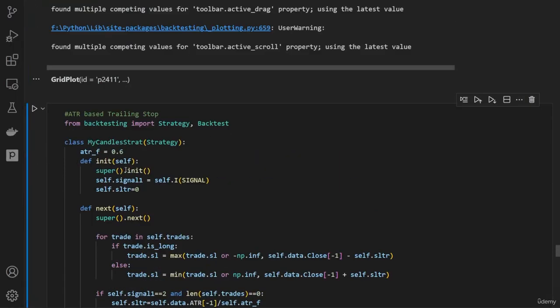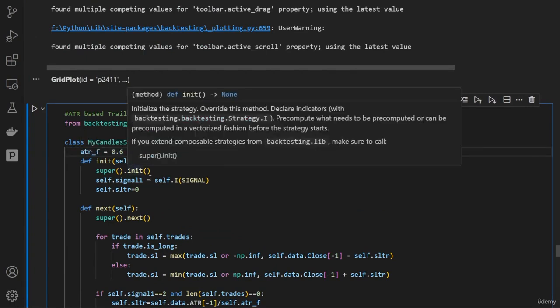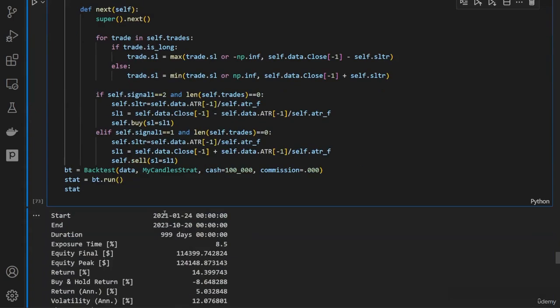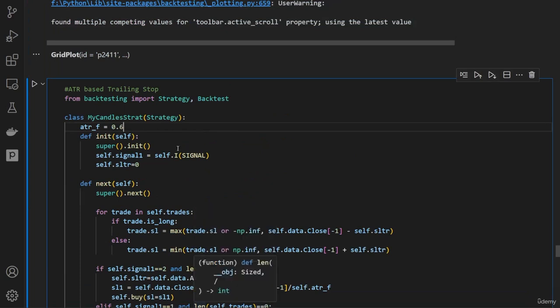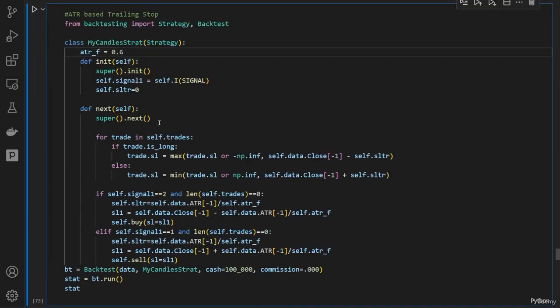So the advantage here on this one is that we can optimize it, and we're only optimizing one parameter. So we don't have two parameters. It's always simpler to optimize with one parameter. And you can use, again, the bt.optimize, so the backtest.optimize function instead of the run function, to optimize and get the best possible result out of this approach.